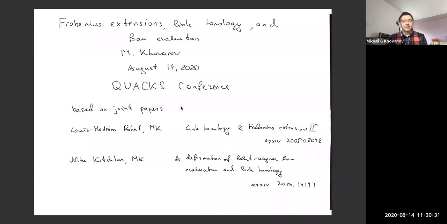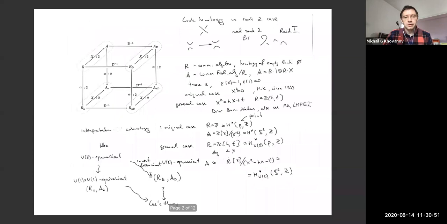So I'll talk about Frobenius extensions, link homology, and foam evaluations. This is going to be a very, very quick overview of two recent papers, one joint with Louis-Hadrien Robert, the other with Nitu Kitchloo. They're both on the arXiv this year. So let me start with the first paper.